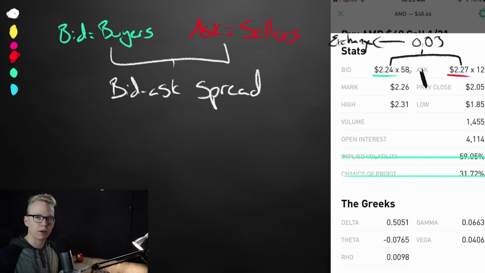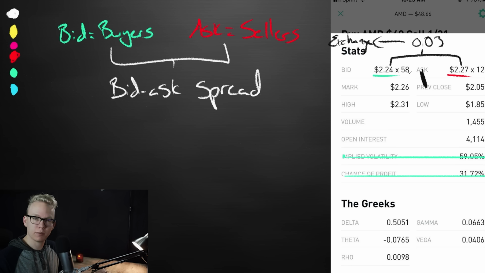So maybe set an order somewhere in between the bid-ask spread and wait for a seller to meet you in the middle. Now, when you buy an option and it's time to sell it, you want to get rid of it, you have to sell closer to the bid. You have to sell at a cheaper price, just like I said. So don't go trying to sell at the ask price.